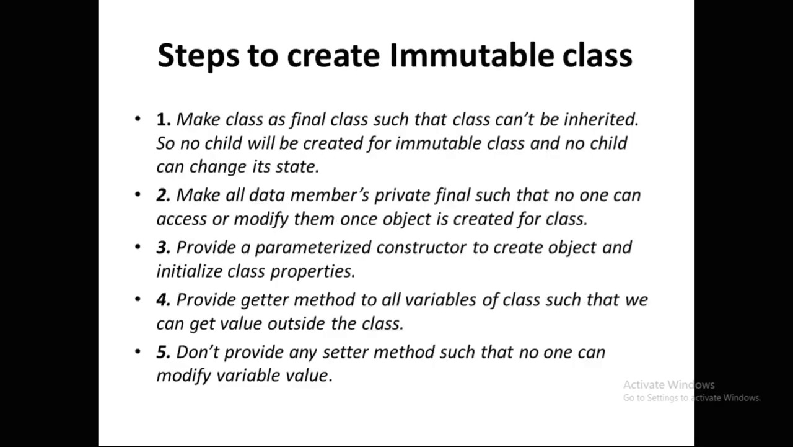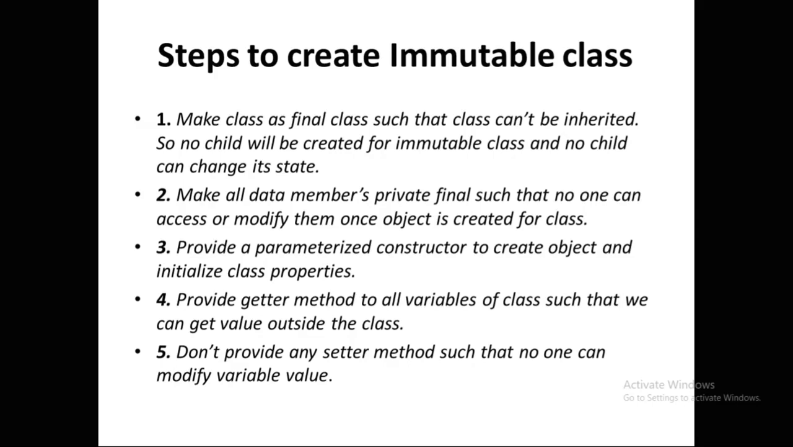So let's check how we can create an immutable class. These are the steps. The first step is to make the class a final class so that it cannot be inherited, so no child will be created for the immutable class and no child can change its state. The second step is to make all data members private final so that no one can access or modify them once the object is created.